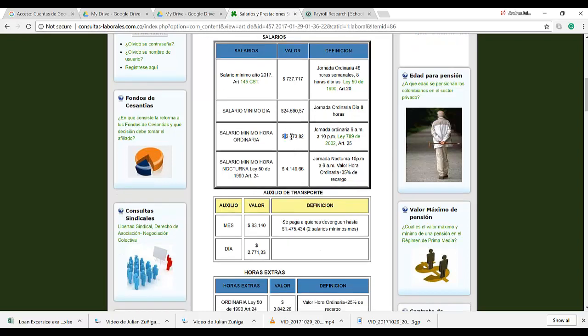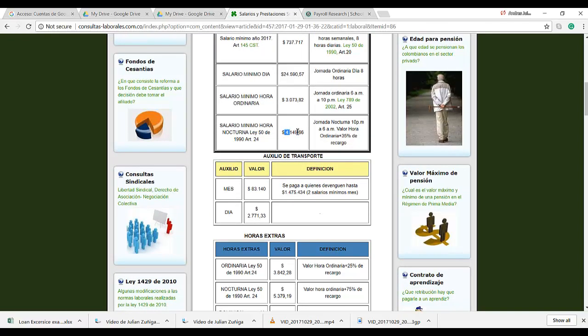Then we have the minimum wage per hour. This would be divided by 8. We have the minimum wage an hour if the person is working night shift, okay? The night shift starts at 10 p.m., okay? And it goes all the way to 6 a.m. So it is a 35% increase of whatever is the ordinary hour of that employee.